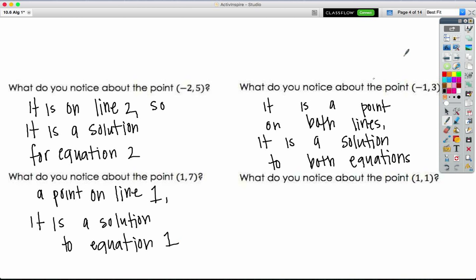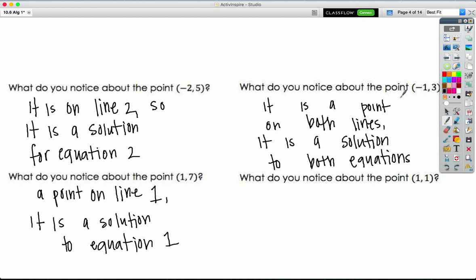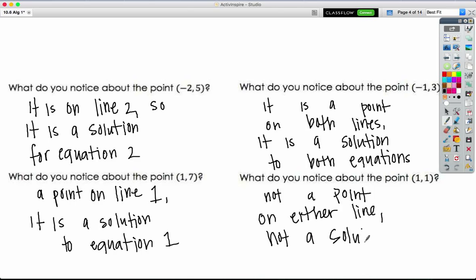And then what do you notice about the point 1, 1? So 1, 1 is not a point on either line. So it is not a solution to either equation. So again, if the point falls on the line, it is a solution to that equation. If the point is a point that falls on both lines, which must be where it intersects, then it is a solution to the system.